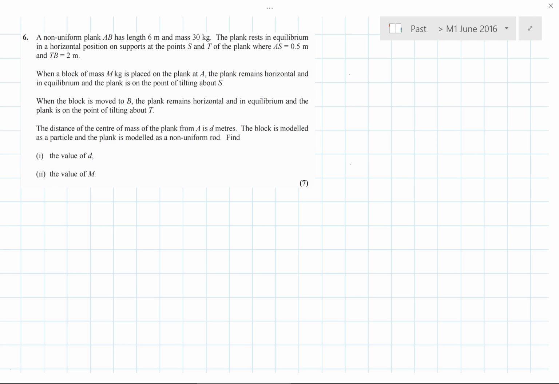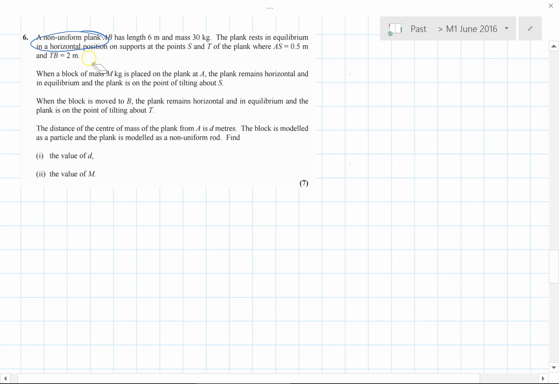So this is the second part of my solutions for M1 June 2016, question 6. It's a moments question. First thing I look at: is it uniform or non-uniform? If it is non-uniform, are you given the centre of mass of the thing? And we're not. In fact, that's one of the things it's being asked to find.